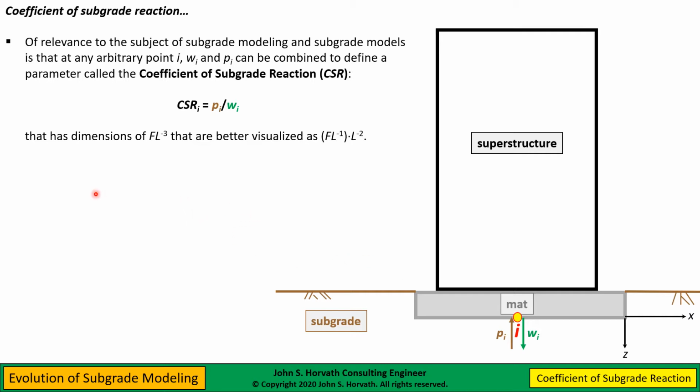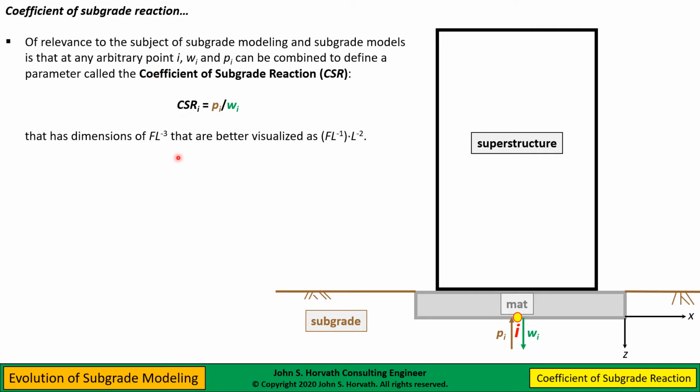And we can define an arbitrary parameter that I will call the coefficient of subgrade reaction, CSR. At that point it would just be the ratio of P of i to W of i. And the coefficient of subgrade reaction, again, this is the parameter I mentioned qualitatively at the beginning of my presentation, the prologue. This would be a parameter that a lot of people would call modulus of subgrade reaction.